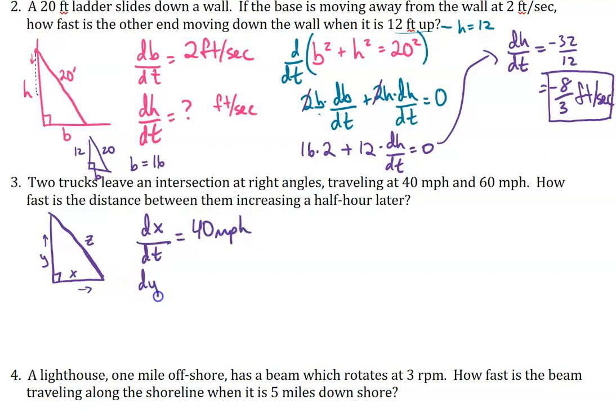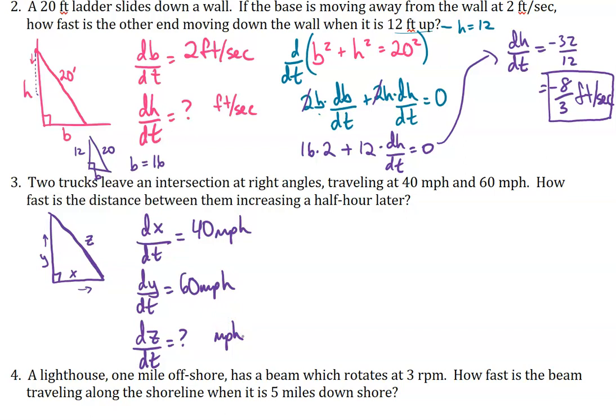And then dy over dt, that's the rate of change of the distance that this truck has traveled, and that's going to be equal to 60 miles per hour. And then the question says, how fast is the distance between them increasing? And that is z. So we are looking for the rate of change of z, and that is also going to be in miles per hour.